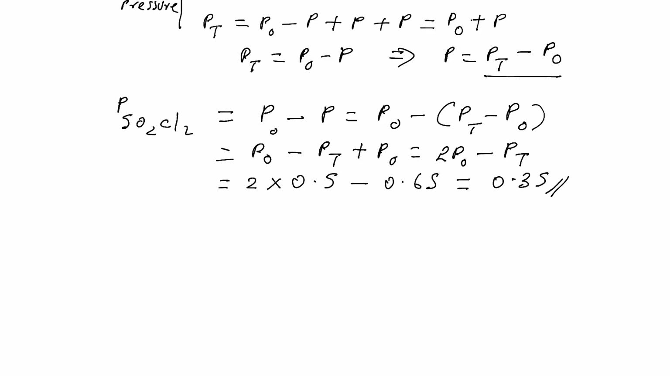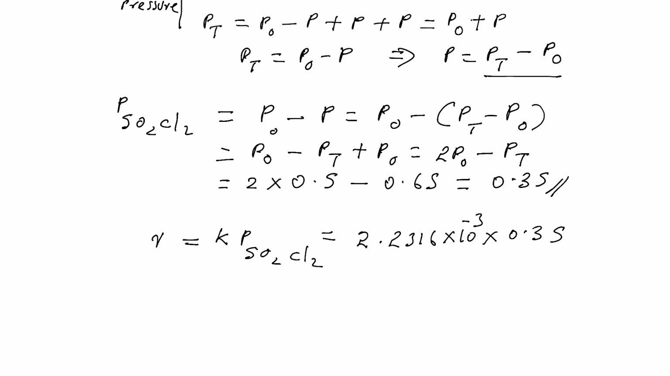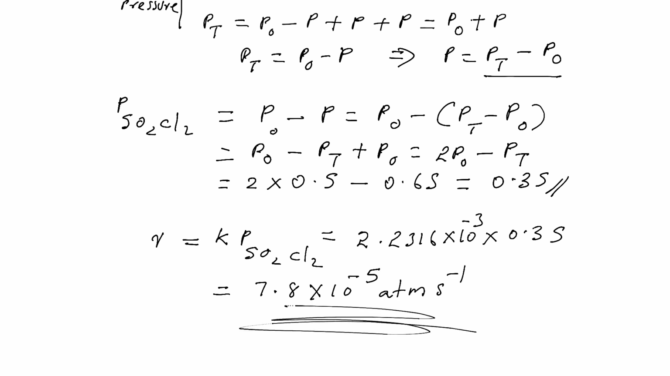So what was our task? Our task was to find the rate. That is equal to K times the present partial pressure of SO₂Cl₂. Now all values we already found, right? What is K? 2.2316 into 10 raised to minus 3, into pressure, 0.35 atm. On calculating, you will get 7.8 into 10 raised to minus 5 atm second inverse. Clear? Hope all of you understand. Easy, right? Very, very easy.